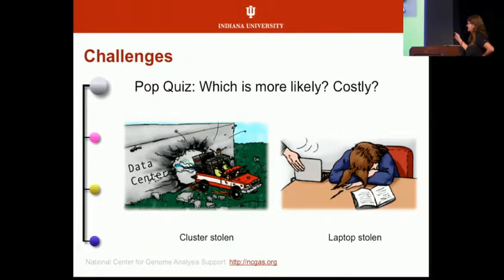Now, the laptop being stolen while you're taking a nap in the library, that's a much more likely scenario. But in terms of cost, we built the data center to keep those millions and millions of dollars of equipment safe. So it's kind of a balance there.